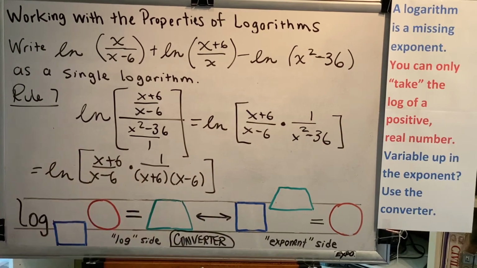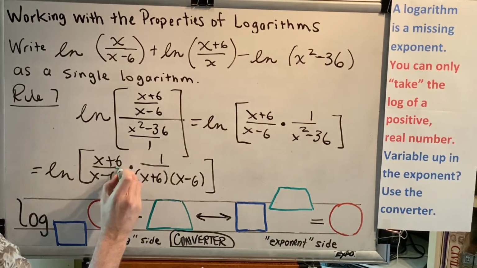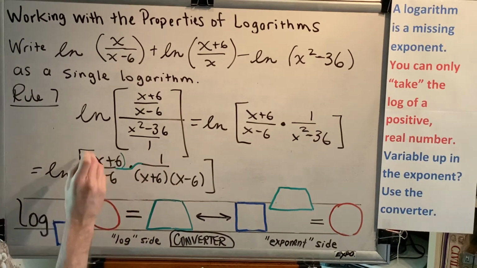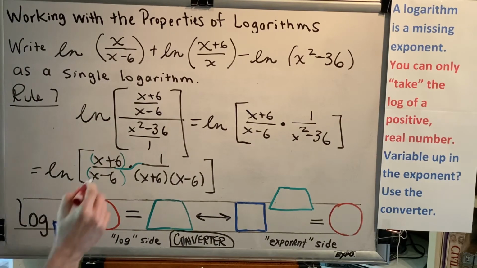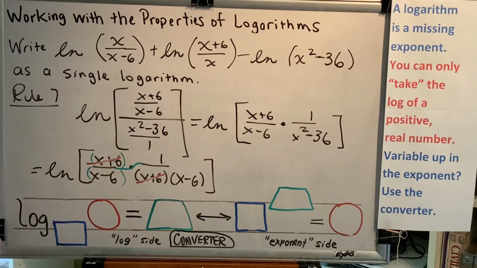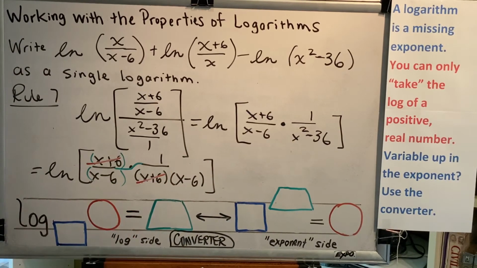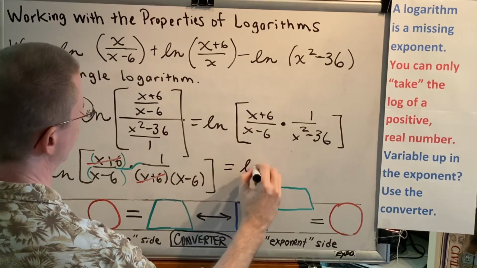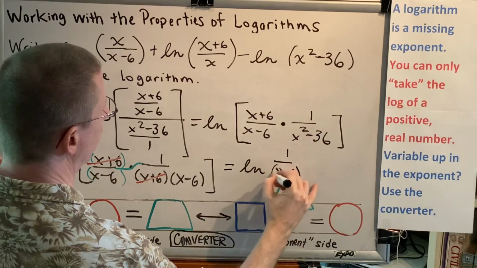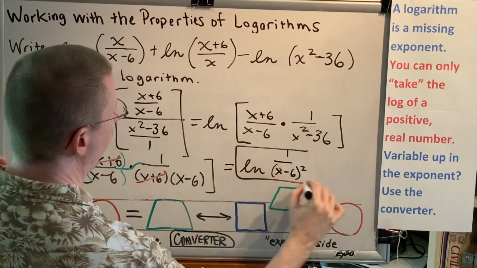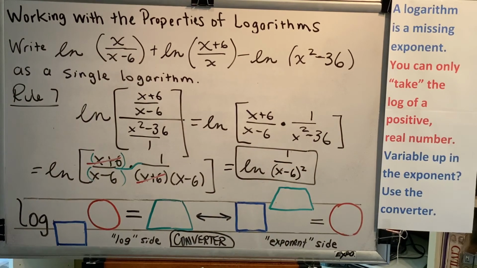Combining these two fractions into one, I'm going to use a little bit of a shortcut here. I'm just going to extend this fraction bar so that it touches that one and then put parentheses around factors that have neighbors. Now I can see that this x plus 6 will cancel with this one. So up top, I'll be left with a 1, and down below, I will have x minus 6 and another x minus 6, which I can write as x minus 6 squared. So I'm going to get the answer: natural log of the fraction whose numerator is 1 and whose denominator is x minus 6 in parentheses squared.